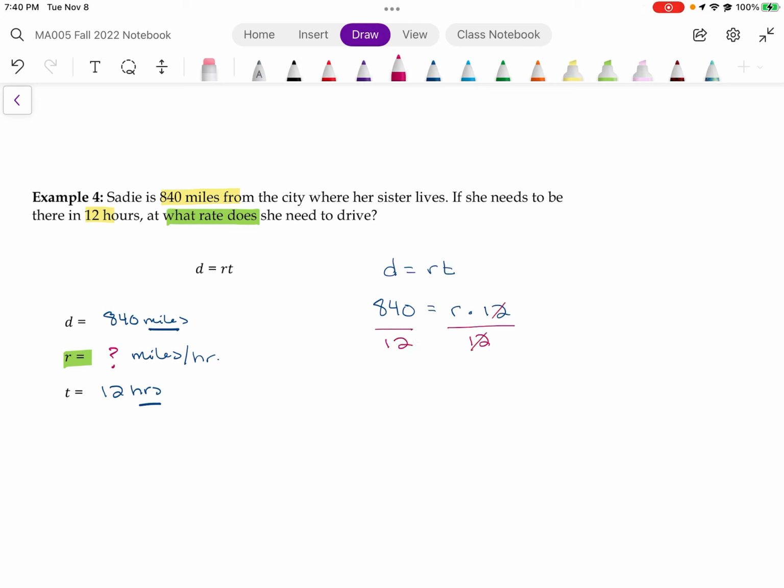And 840 divided by 12 is going to be 70. 70 equals R. So 70 what? Well, we thought about it before, and that's always nice to do, because you get caught up in the numbers and sometimes forget what you're dealing with. It's a rate, and it's miles per hour.